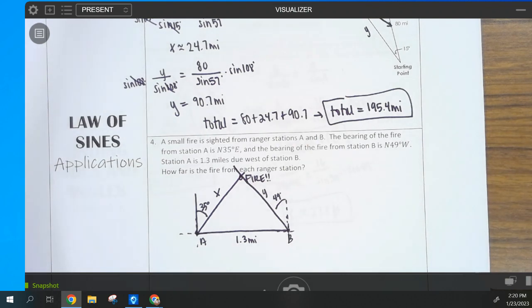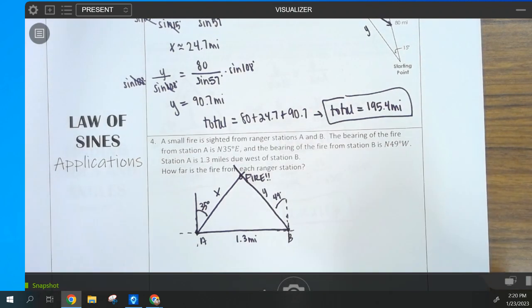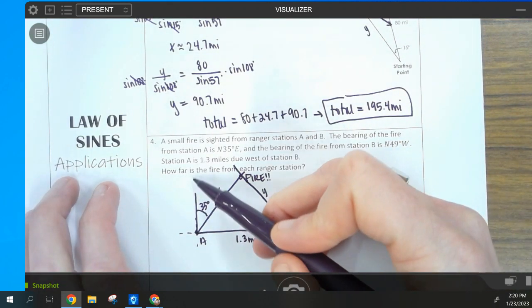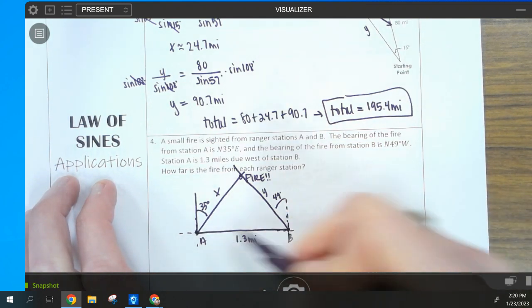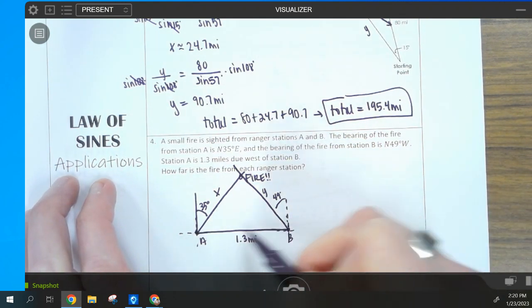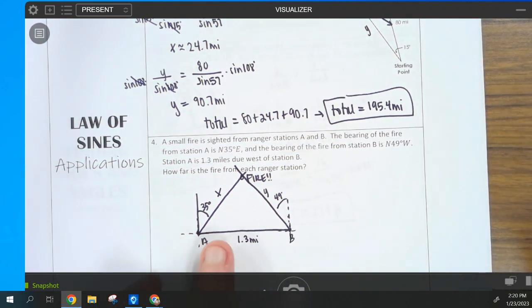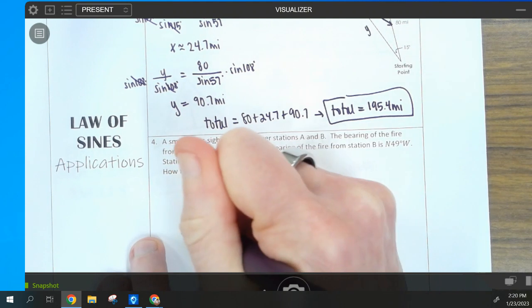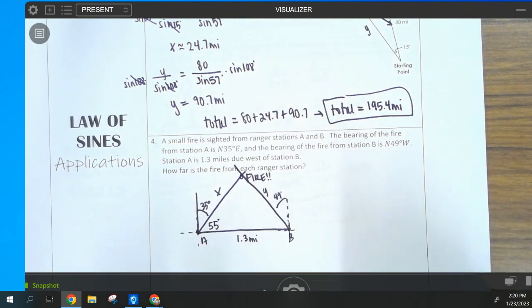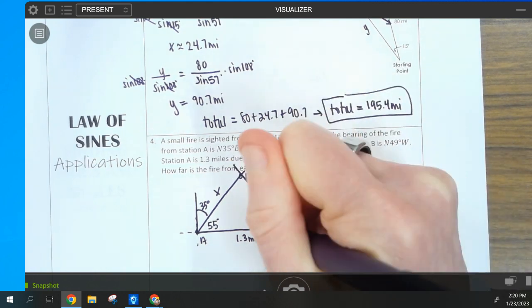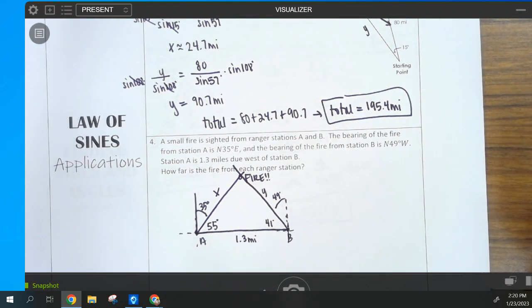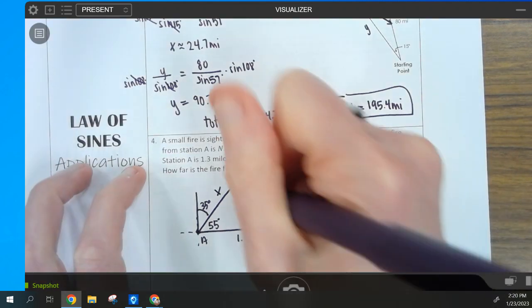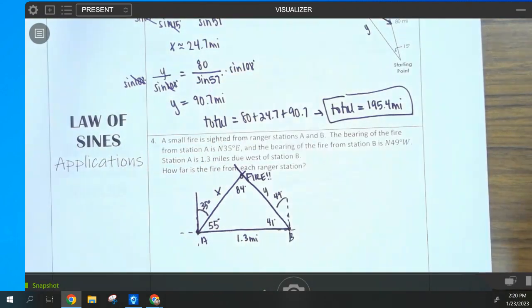And again, right now this isn't very promising because I have these two angles that are outside, but because this is a north-south line, and this is an east-west line, I know these are right angles. So I can get the two angles inside by subtracting from 90. So I can take 90 minus 35 and find out this angle right here is 55 degrees. 90 minus 49, that angle right there is 41 degrees. And then to find the angle up where the fire is, I can add those up and then subtract them from 180, and I'll find out this angle up here is 84 degrees.